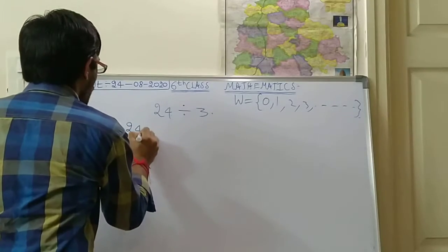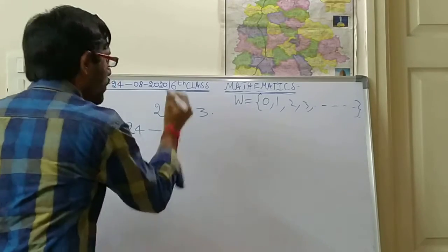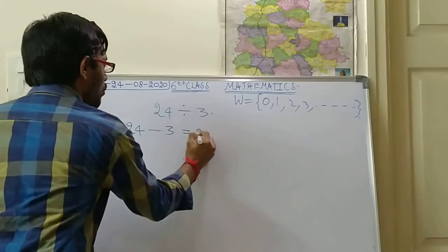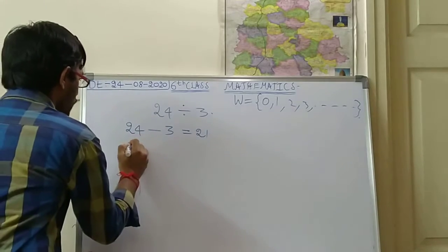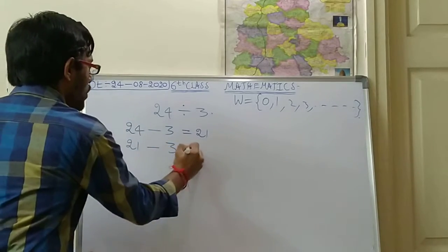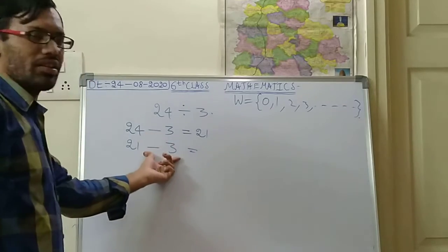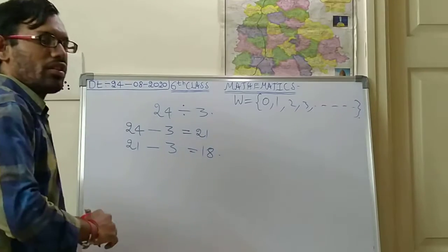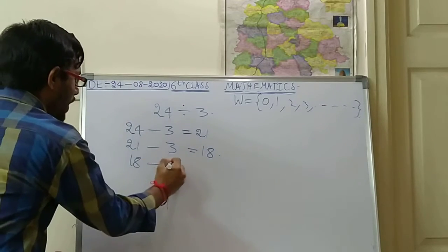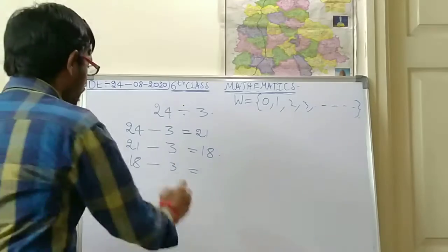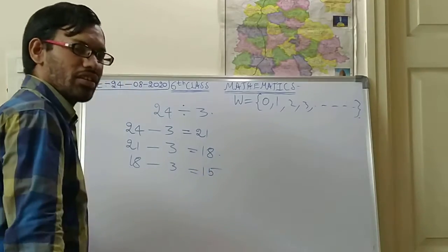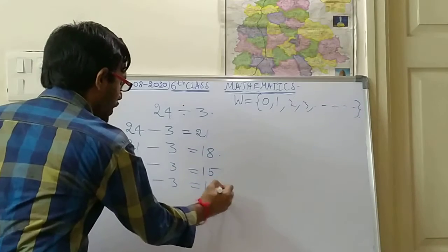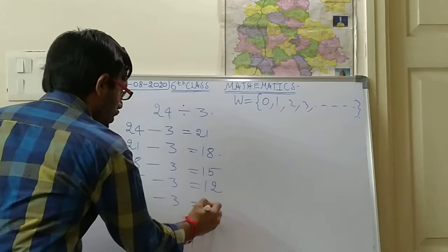That means 24 minus 3 is 21. Is it right? Again next, 21 minus 3. Repeatedly you should subtract with 3. 21 minus 3 is 18. Next, 18 minus 3 is 15. Is it right, children? Next, 15 minus 3 is 12. Next, 12 minus 3, 9.